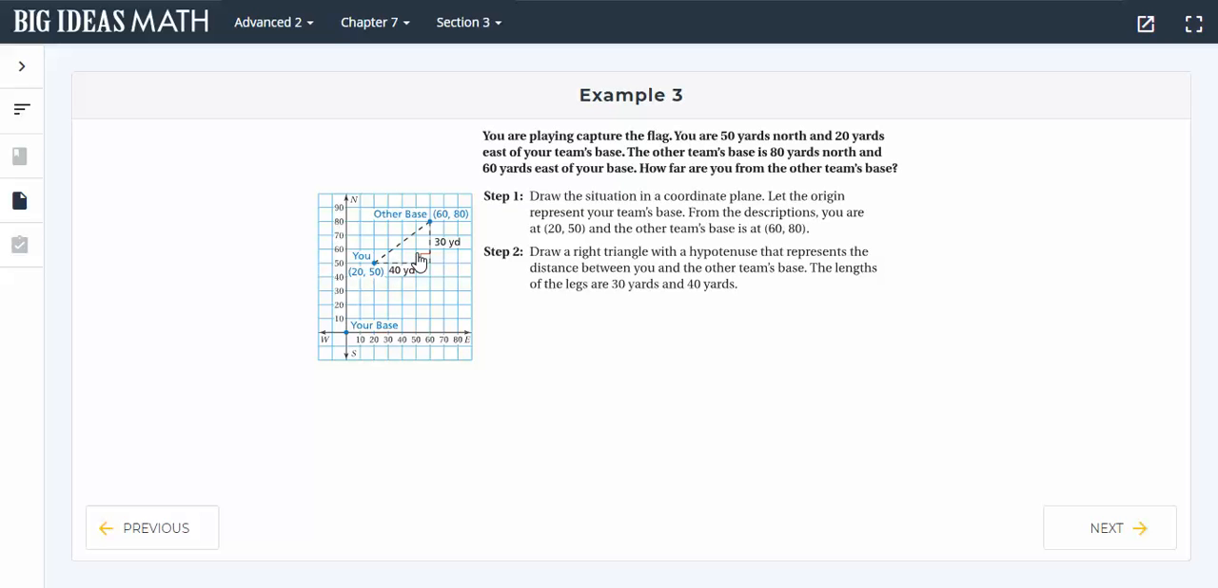We use the Pythagorean theorem to solve this problem. So use the Pythagorean theorem to find that missing length, the length of the hypotenuse. It's not a missing leg problem again, unfortunately. Those are more fun, aren't they?